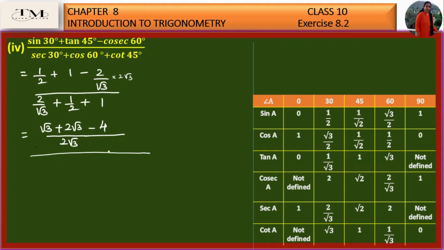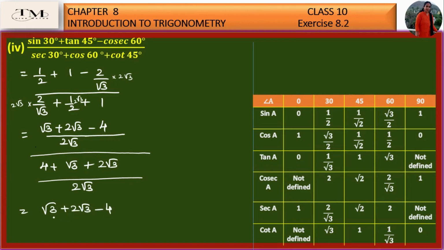So in the denominator we also have 2 root 3 as LCM. So now multiplying throughout by 2 root 3. So if we multiply here by 2 root 3, it gets cancelled. So 2 into 2 it is 4 plus again here by 2 root 3, 2 gets cancelled. So root 3 will be there. So in the 1, if we multiply by 2 root 3, 1 into 2 root 3 is root 3. Now we have root 3 plus 2 root 3 minus 4 divided by 2 root 3. So this is in the numerator.